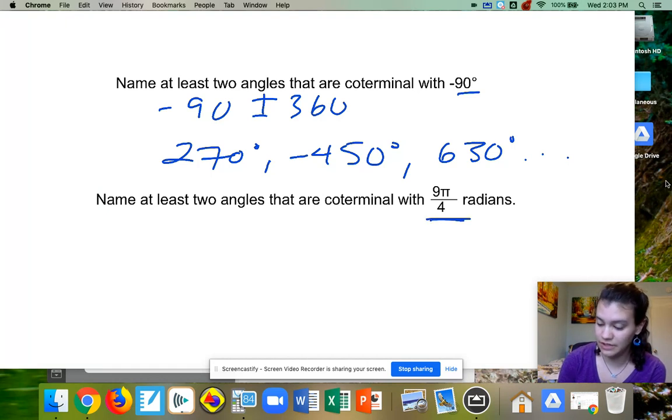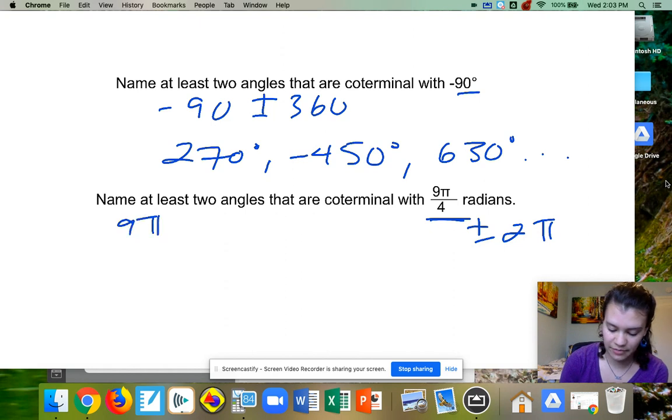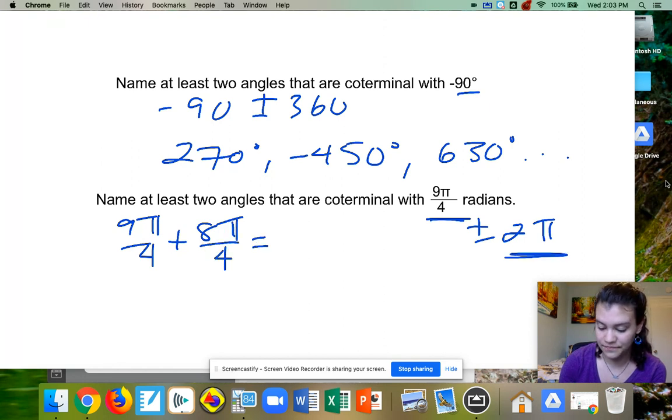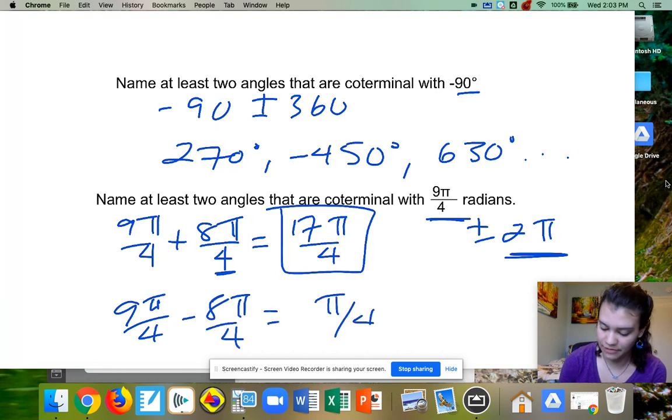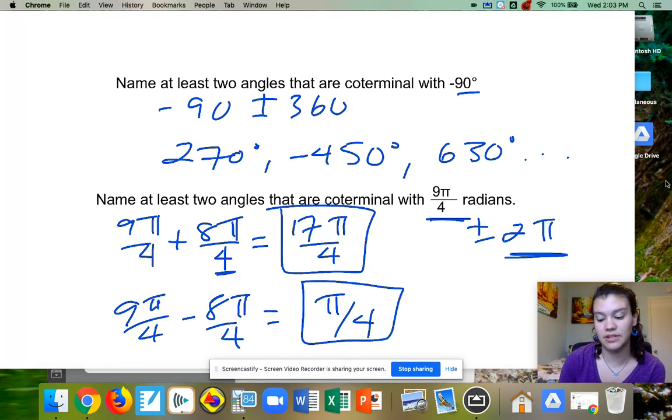If you are doing it in radians, you want to add or subtract 2 pi. Make sure you get a common denominator first. So if we have 9 pi over 4 and we want to get a coterminal angle, I want to add 8 pi over 4 to this. So I'm taking 2 pi, multiplying it by 4 because that's the denominator to get 8 pi on the top. And your answer would be 17 pi over 4. And you can do the same idea and subtract your 8 pi over 4 to get pi over 4 as another coterminal angle. And again, you can just keep subtracting and adding 2 pi to get more coterminal angles.